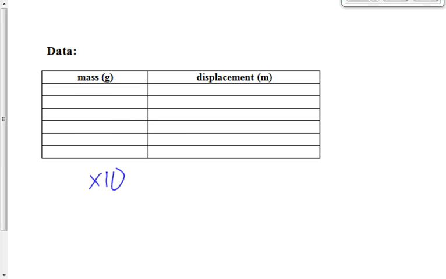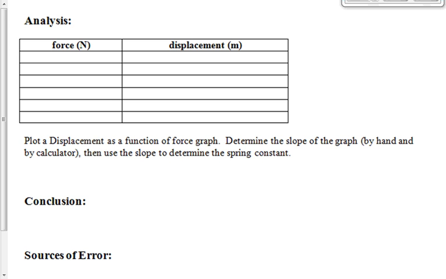So where are we going to get force from? You got mass, you got displacement. Where are you going to get force from? What's the force that's causing all this to happen? What's the force that's causing the spring to stretch? What kind of force is it? Somebody whispered it, I think. Yep, Jessica? Gravity. So let's take that mass and let's first convert it to kilograms, and then let's multiply it by 9.81 to get the force. Just make sure that mass is in kilograms.